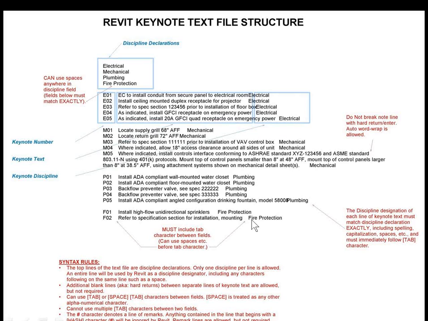Like down here I have fire, space, protection, initial caps. What burned me, and that's why I'm mentioning it, is that I happened to have a space at the end of the discipline up here. Revit considers that another character. If it doesn't match exactly, then it's not going to work. So these characters have to match exactly.